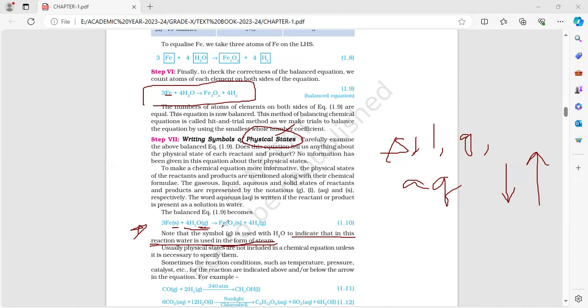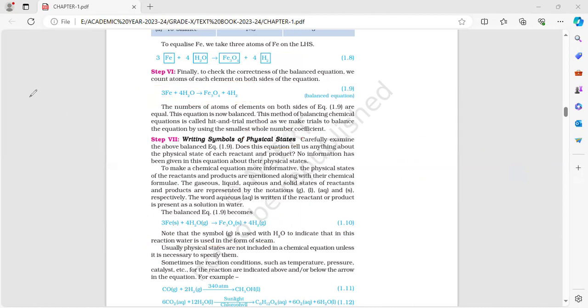It gives rise to ferric oxide. Ferric oxide is also solid state, so I have put S. Now hydrogen gas is liberated. So for gas, which symbol? G. As it is a gas, you may put an up arrow above it also. So I hope you have understood how to write a chemical equation using chemical symbols.